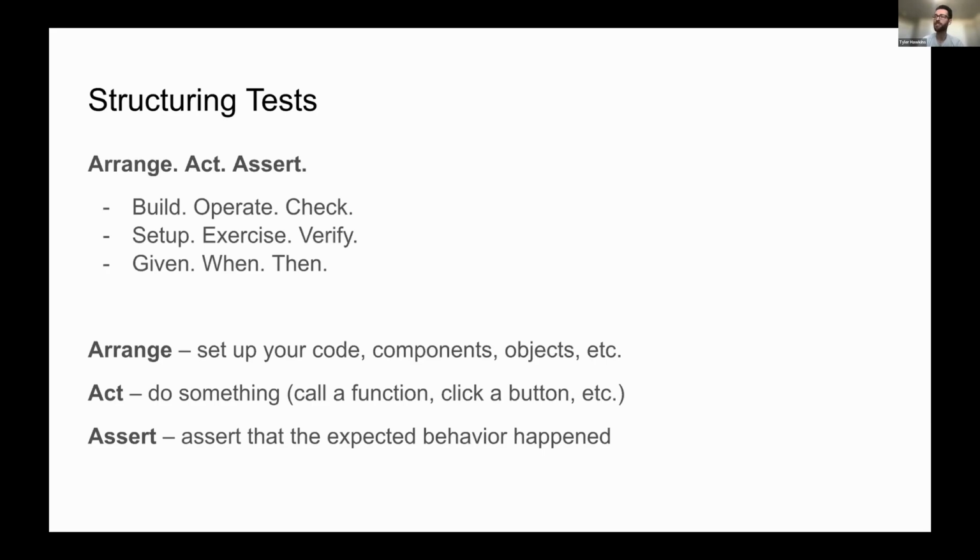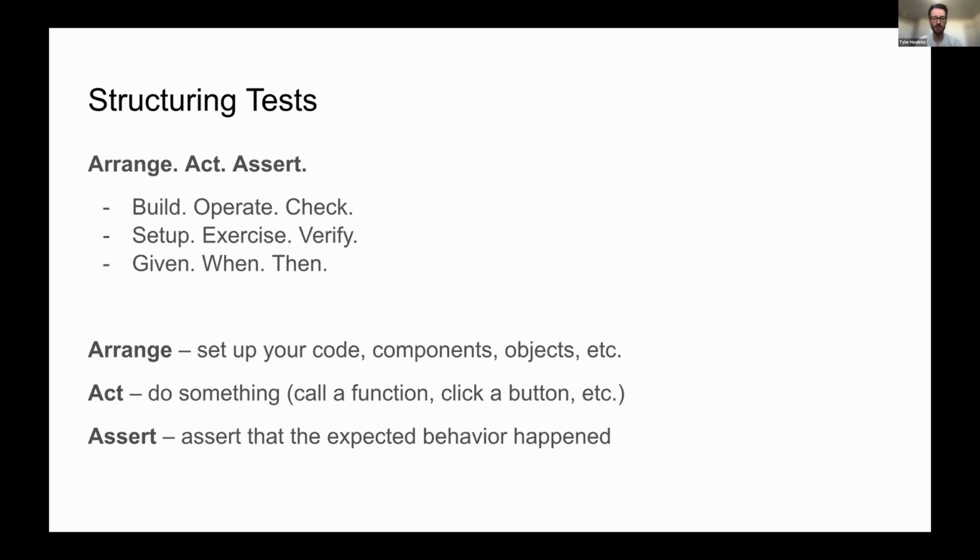All right, so the first one is structuring tests. When you structure your test in a predictable way, it's a lot easier for people to read and understand them. There's a very common pattern for structuring your test. It's called arrange, act, assert. This pattern has many different names. They all mean the same thing, but sometimes you'll hear it as build, operate, check, or setup, exercise, verify, or given, when, then. But they all have the same basic setup.